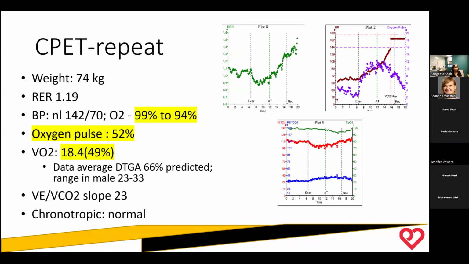RER has improved to 1.19. And then what you'll see in the peak VO2 pulse ox, sorry, not pulse ox. His pulse ox has improved in the desaturation. He's going from 99 to 94, but the oxygen pulse has improved dramatically in this individual. His peak VO2 is 18, improved from 11, however, still not to baseline for a DTGA, but much better, and his VE-VCO2 has dropped. His chronotropic response has improved dramatically.